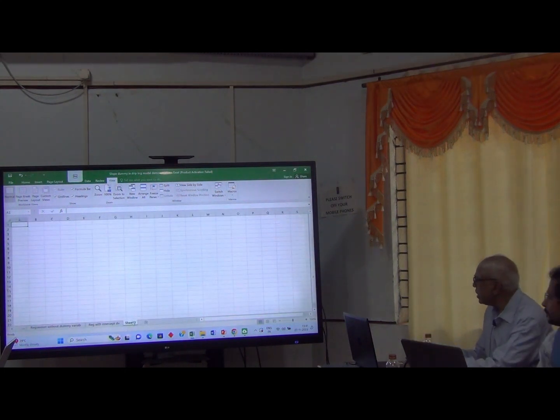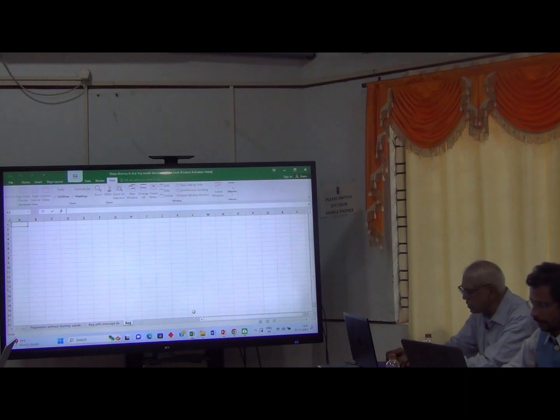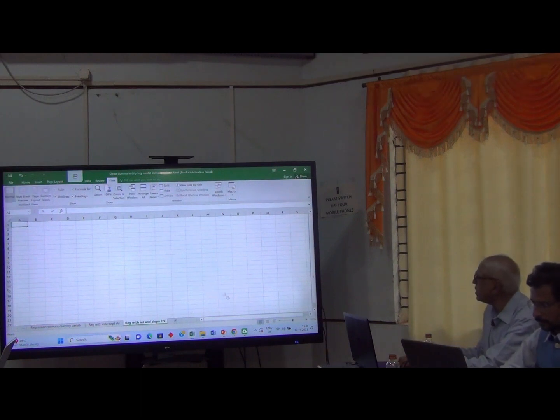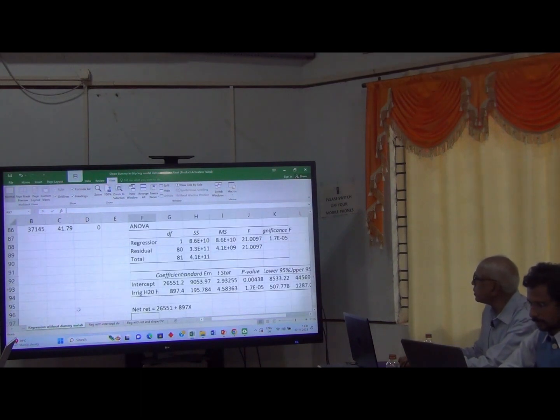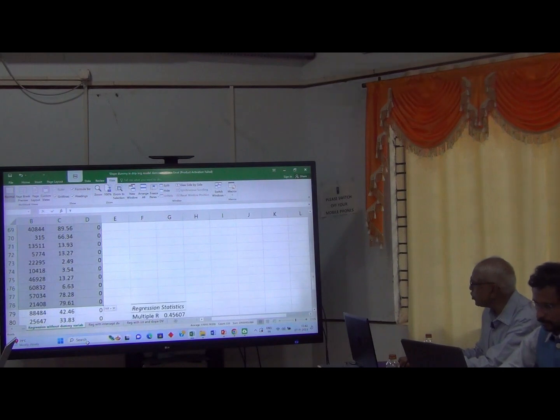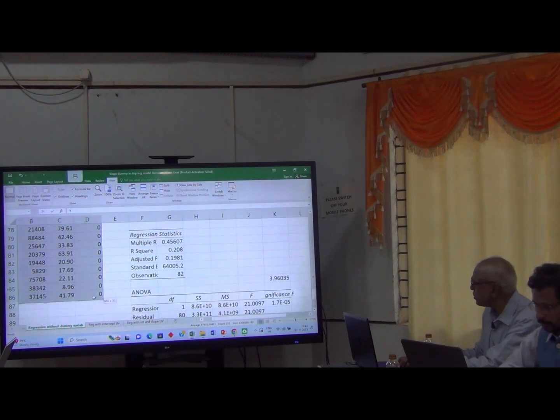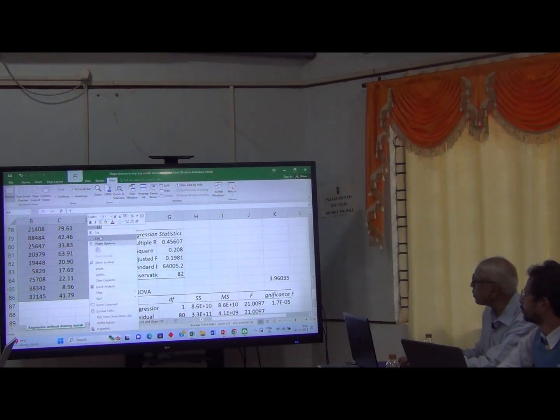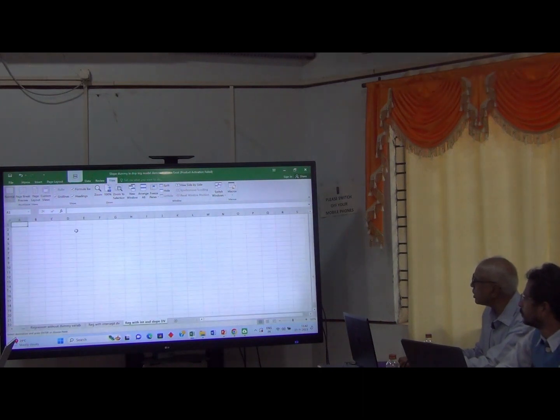This is regression. Name it as regression with the intercept and slope. This is most important. Now come back to the first one. Copy this data set. I am doing it purposefully so that you can get practice. Copy this one. I am sorry, I am taking more time.